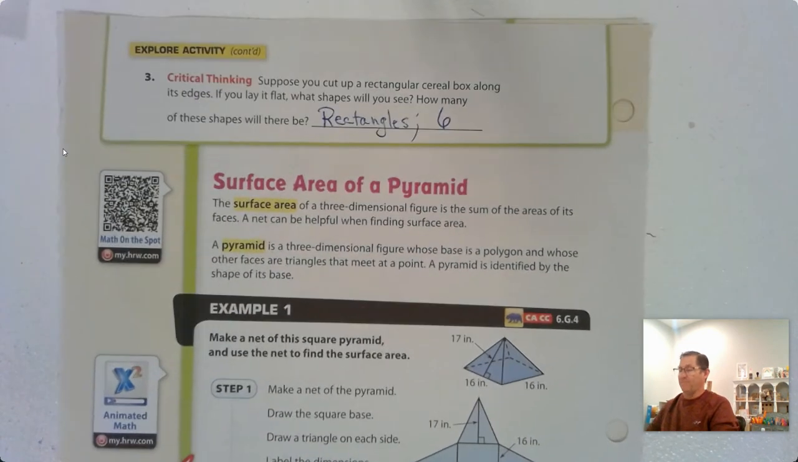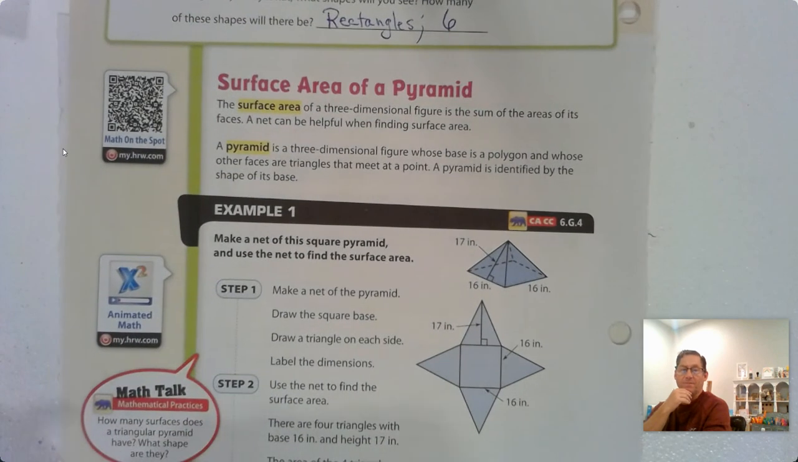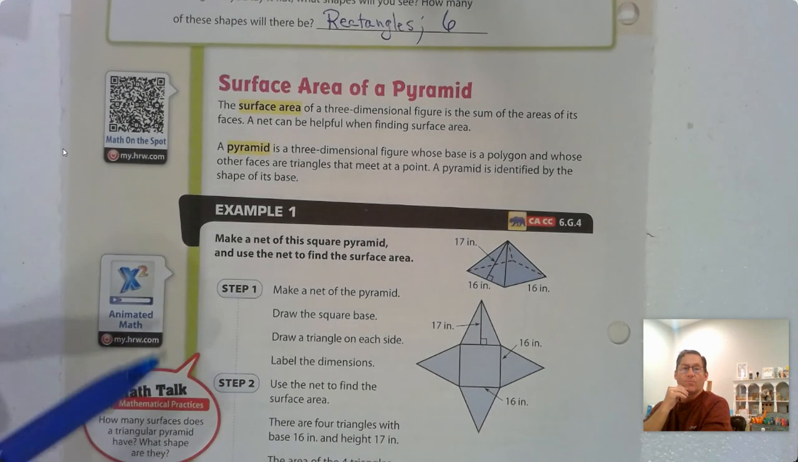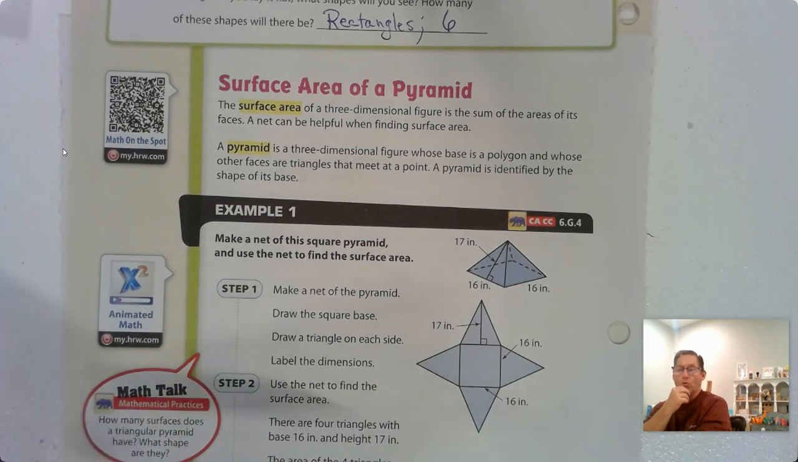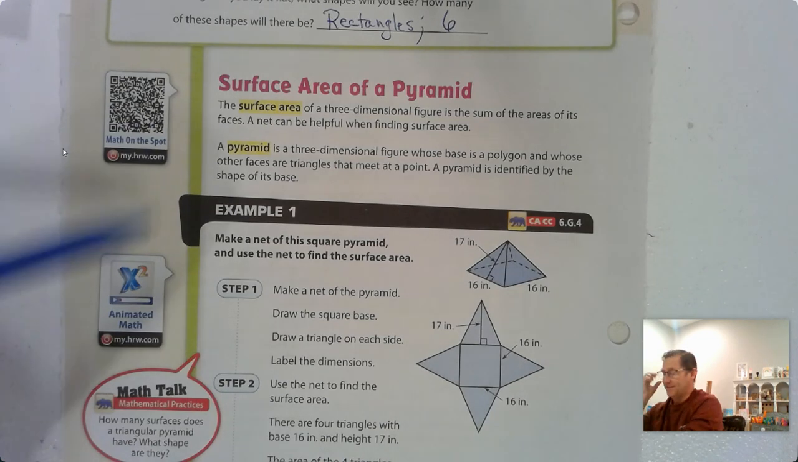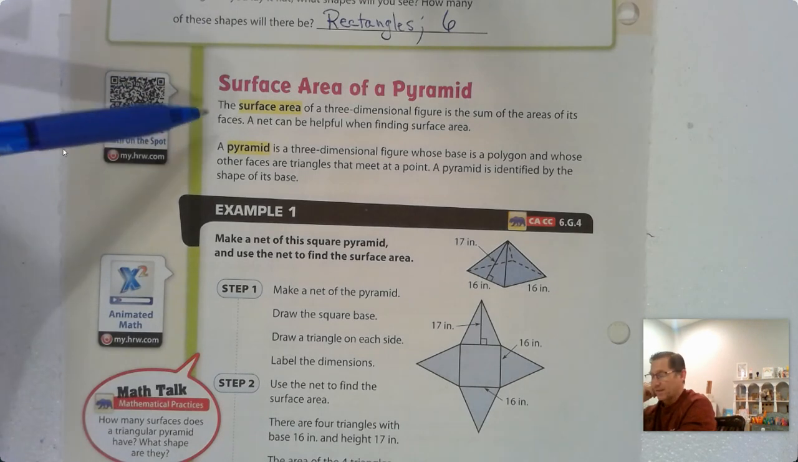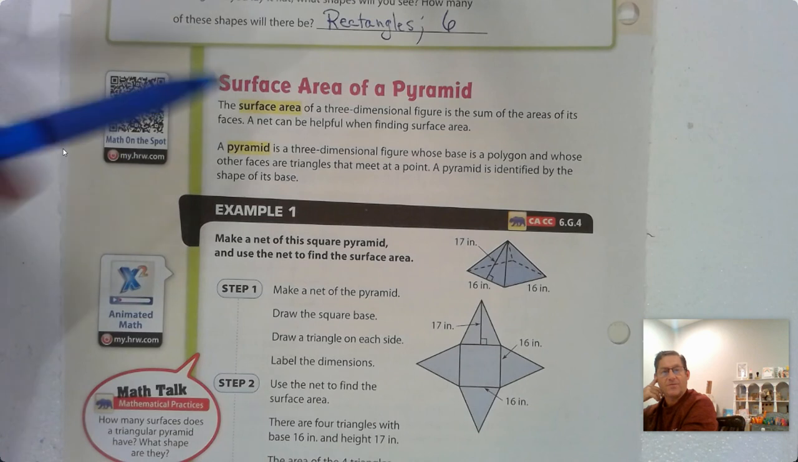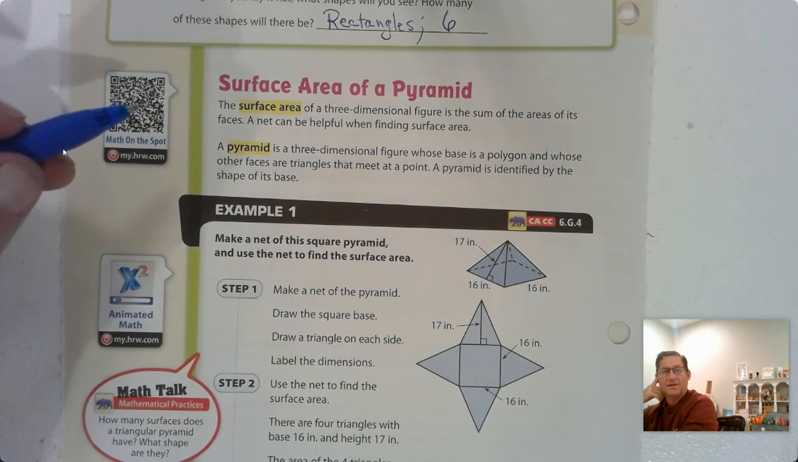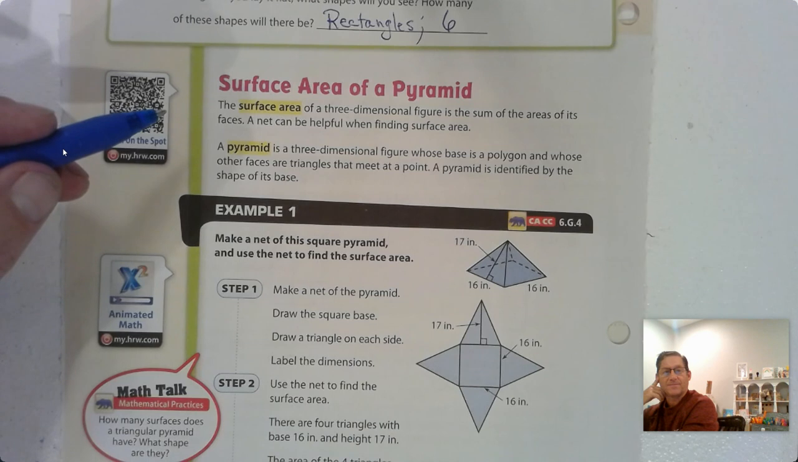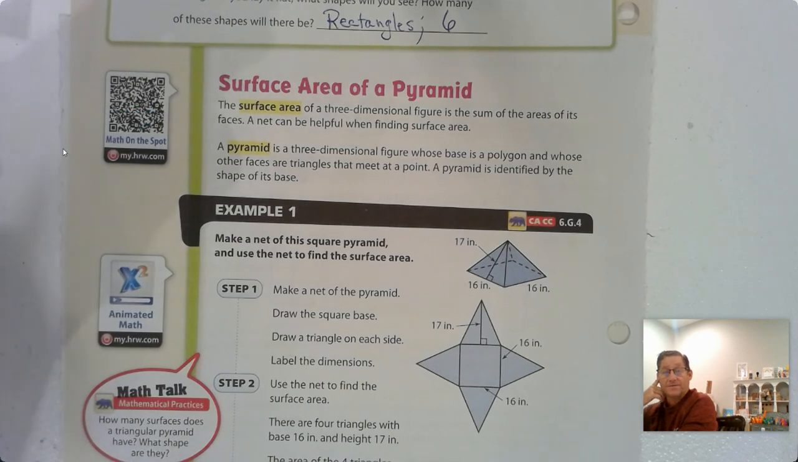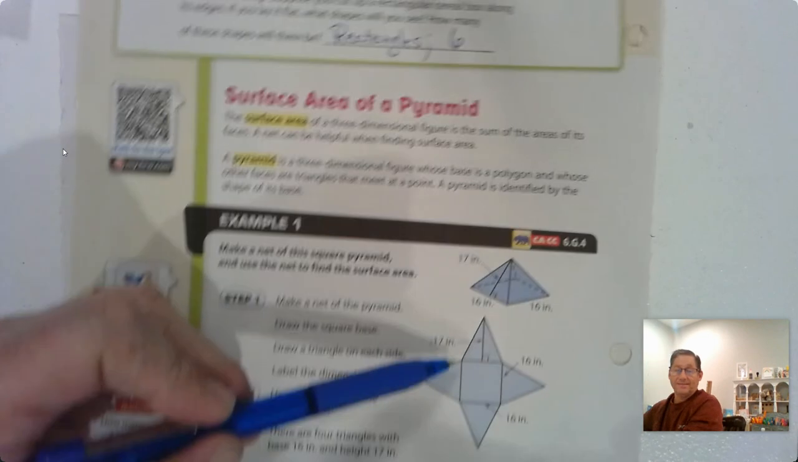Okay. All right, so keeping that in mind, that we have different shapes, different faces, and different shapes of bases, we're going to use that idea to find the surface area of the whole shape, by mentally unfolding it or actually drawing the net. So let's look at surface area of a pyramid. The surface area of a three-dimensional figure is the sum of the areas of its faces. A net can be helpful when finding surface area because we're laying it out like in this shape here.